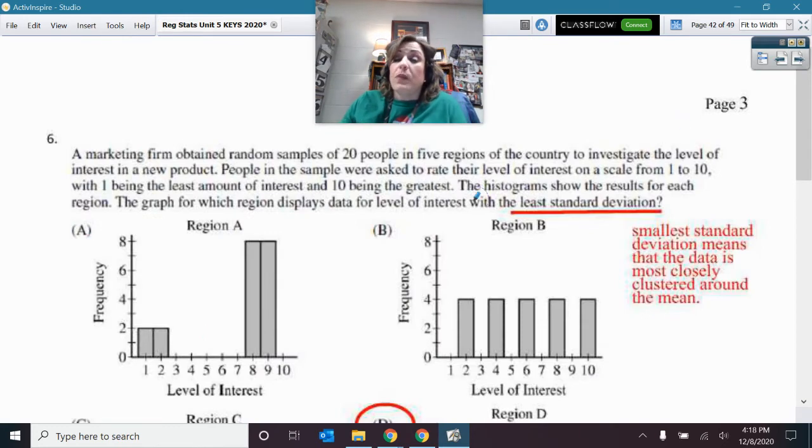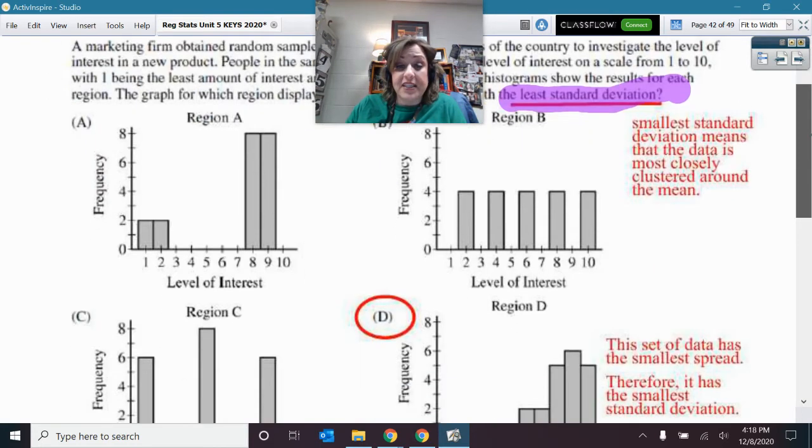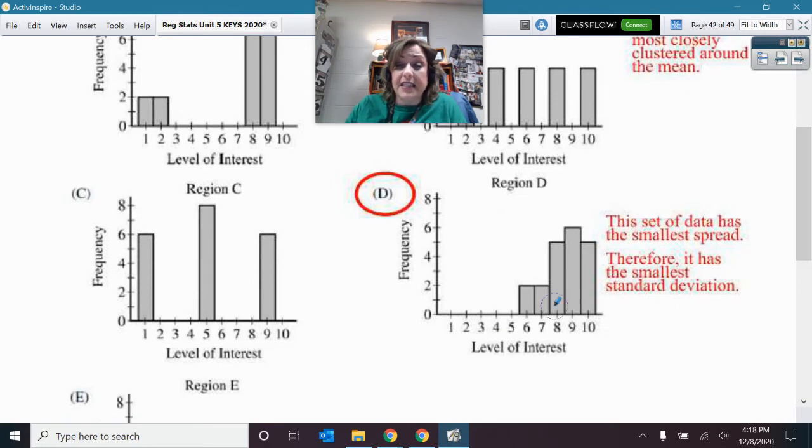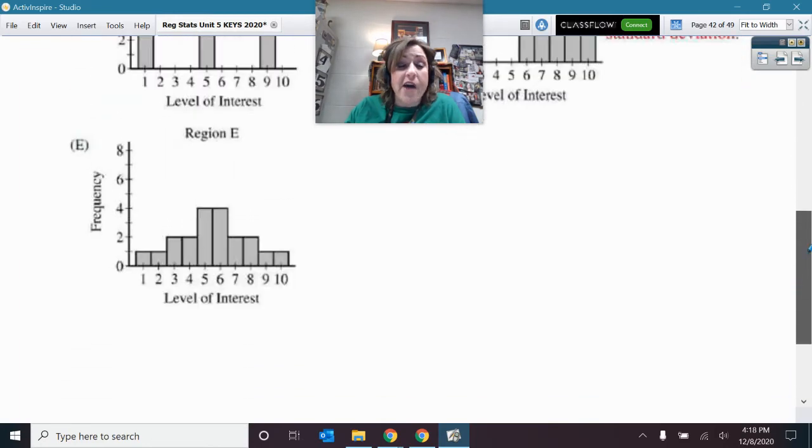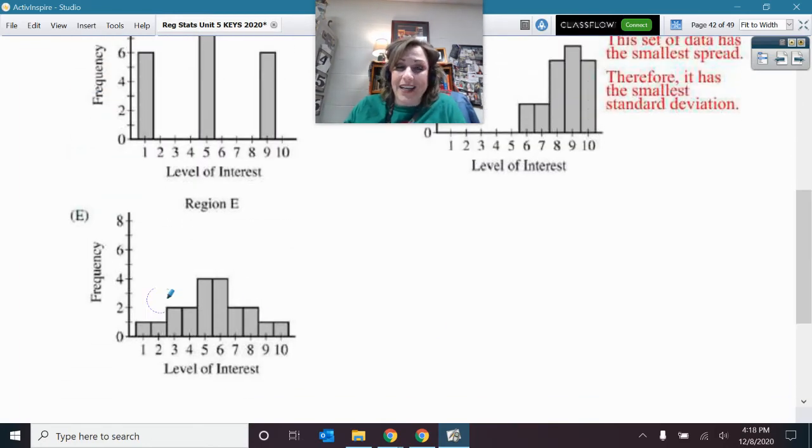All right. Which one has the smallest standard deviation, most closely clustered around the center? That's going to be D, because see how this data has the smallest range. It's most closely clustered together. Okay, smallest range, mostly close. Now E is one I was kind of tempted to say it is. But E actually has quite a bit bigger range. It's going from 1 to 10. This one's just going from 6 to 10. So definitely this one here has the smallest standard deviation.